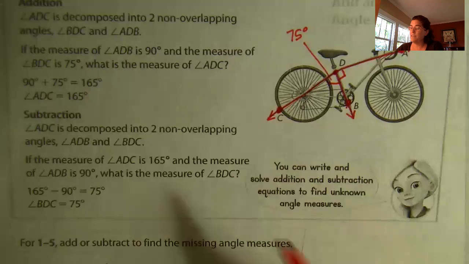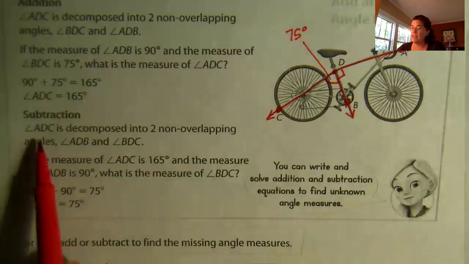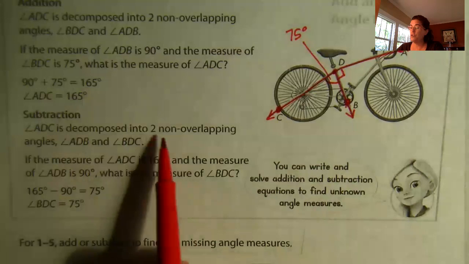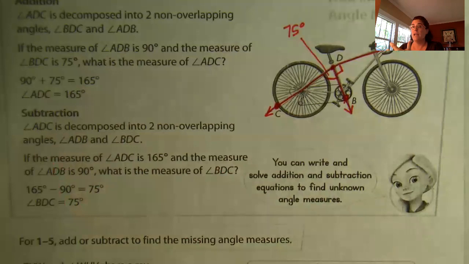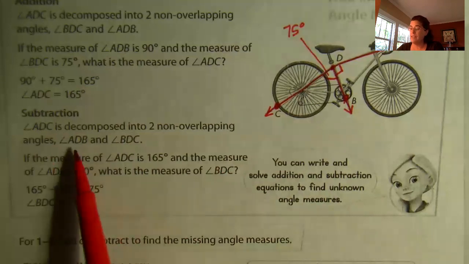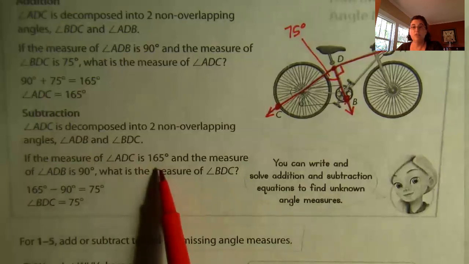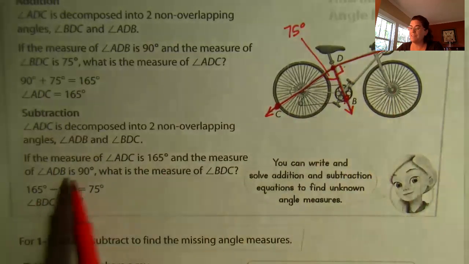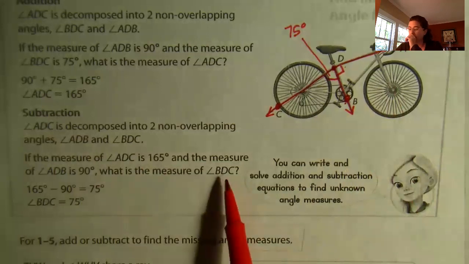All right, so in this example, it gives us the whole and one part. So let's read through it. ADC is decomposed. Again, kids, you know that means broken apart into two non-overlapping angles, meaning those angles don't share the same space. They are separate. Angle ADB and angle BDC. If the measure of angle ADC is 165 degrees, so that's our total, remember, because that's the big angle, and the measure of ADB is 90 degrees, that's one part, what is the measure of angle BDC?